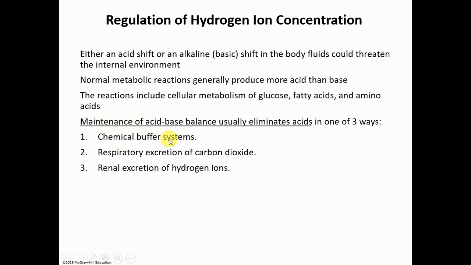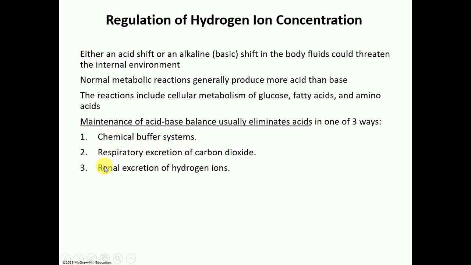Chemical buffer system, and that's the fastest, but it has a limited ability. Basically what it does is that these different chemicals are going to change stronger acids into weaker acids, or a strong base into a weaker base. So you've helped a little bit, but you still have a little bit of acid and a little bit of base. But again, it's a very fast acting buffer system.